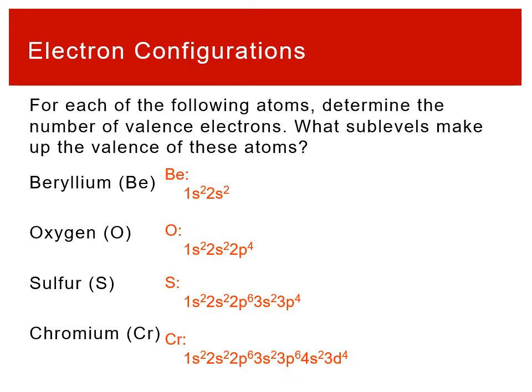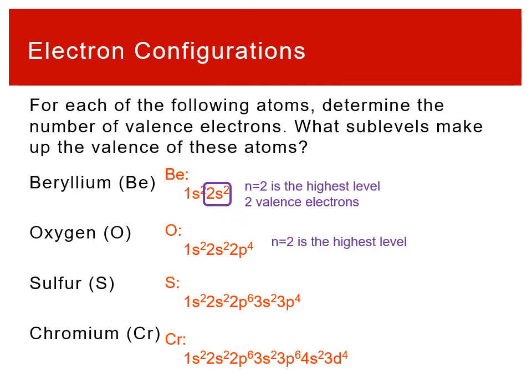So beryllium, oxygen, and sulfur, none of them are transition metals. We can see that none of them have a d as the outermost subshell. For beryllium, the outermost subshell is s, 2s2, so we know n equals 2 is the highest level. The question is, how many electrons are in n equals 2? In n equals 2, we only have the 2s subshell, so there are 2 valence electrons, and 2s is the subshell that makes up the valence.